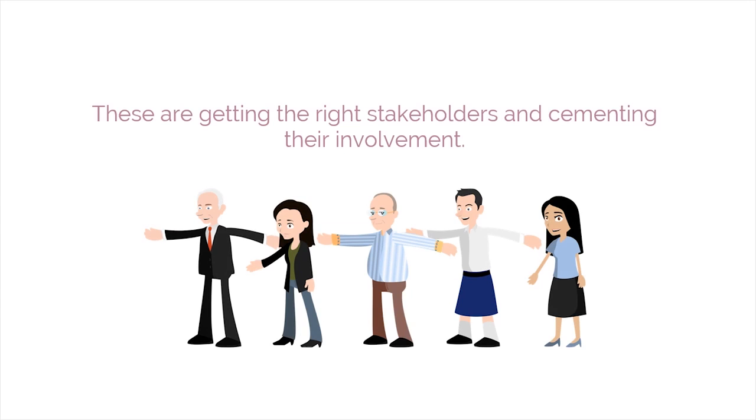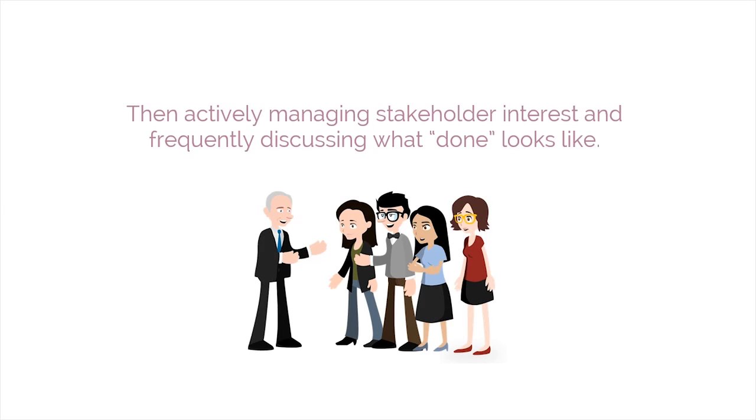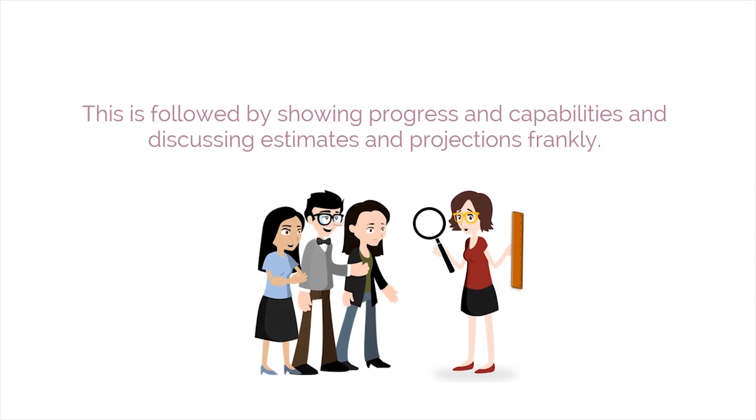Stakeholder engagement consists of several aspects. These are getting the right stakeholders and cementing their involvement. Then, actively managing stakeholder interests and frequently discussing what done looks like. This is followed by showing progress and capabilities and discussing estimates and projections frankly. In a fast-paced environment, it becomes crucial to understand and build exactly what the customer desires.